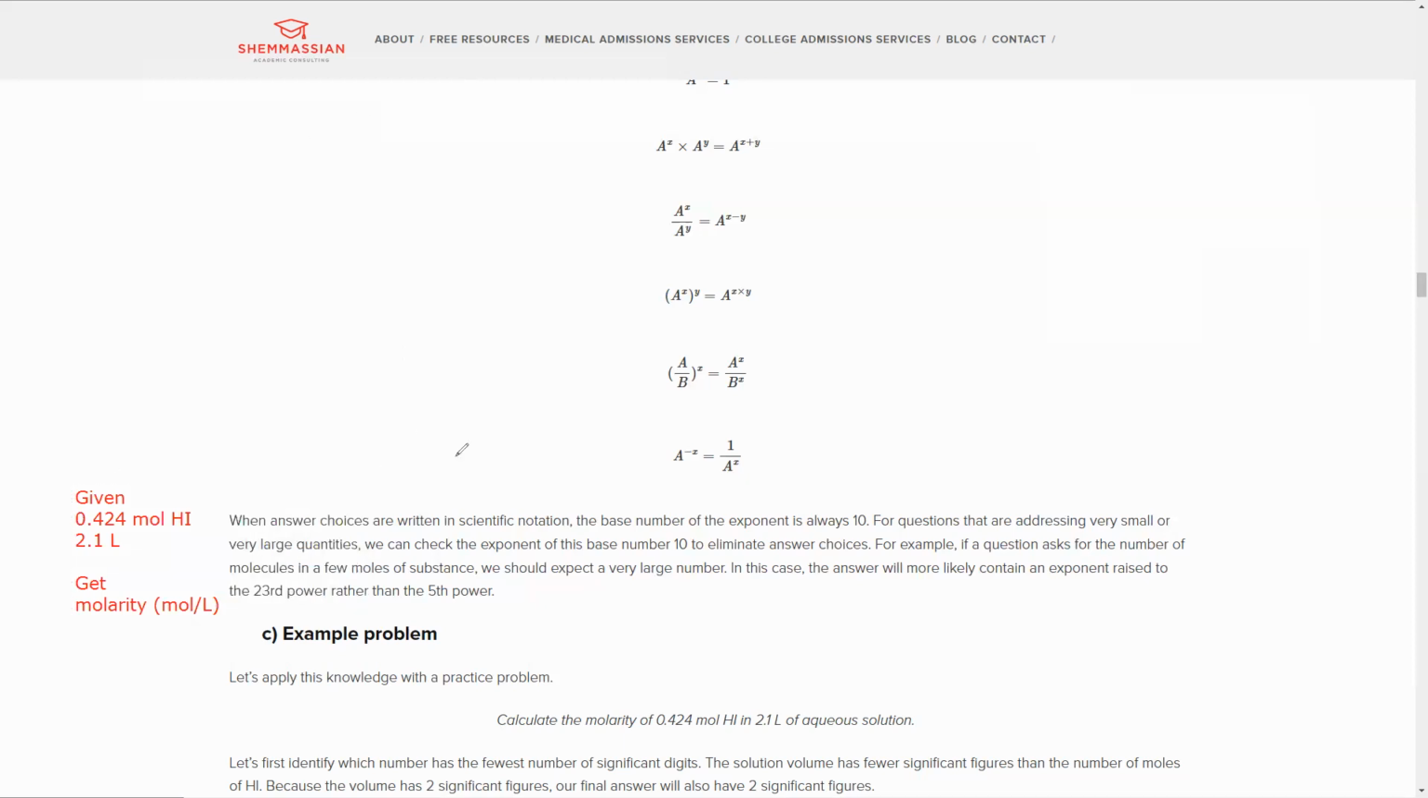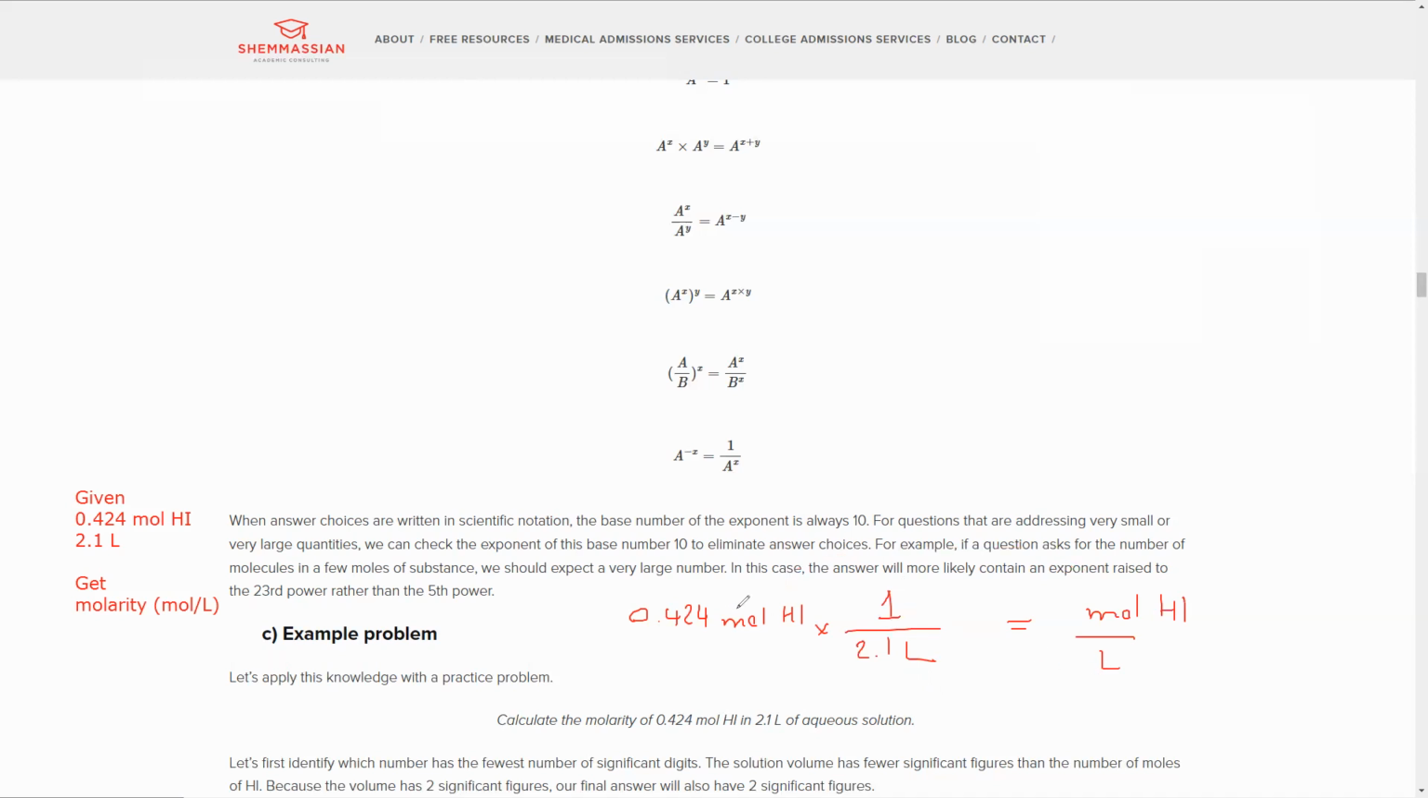So this appears to be pretty simple. We don't seem to need any kind of conversion. All we have to do is say, okay, 0.424 moles of HI times, and remember, what do we want at the end? We want moles per liter. So where does my liter need to go? My liter needs to go in the denominator. 2.1 liters times 1. And everything checks out now, right? My moles of HI are in the numerator and stay in the numerator. My liters are in the denominator and stay in the denominator. I'm good to go. All I need to do is divide these numbers.